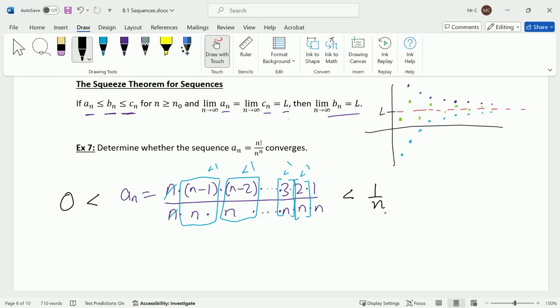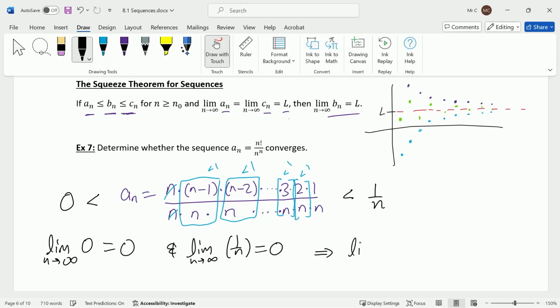So now I have two sequences, the constant valued sequence 0 and the sequence 1 over n, and they bound my original term, a sub n. So the limit as n goes to infinity of 0 is just 0. And the limit as n goes to infinity of 1 over n is also 0. And that implies the limit as n goes to infinity of a sub n is 0 by the squeeze theorem.